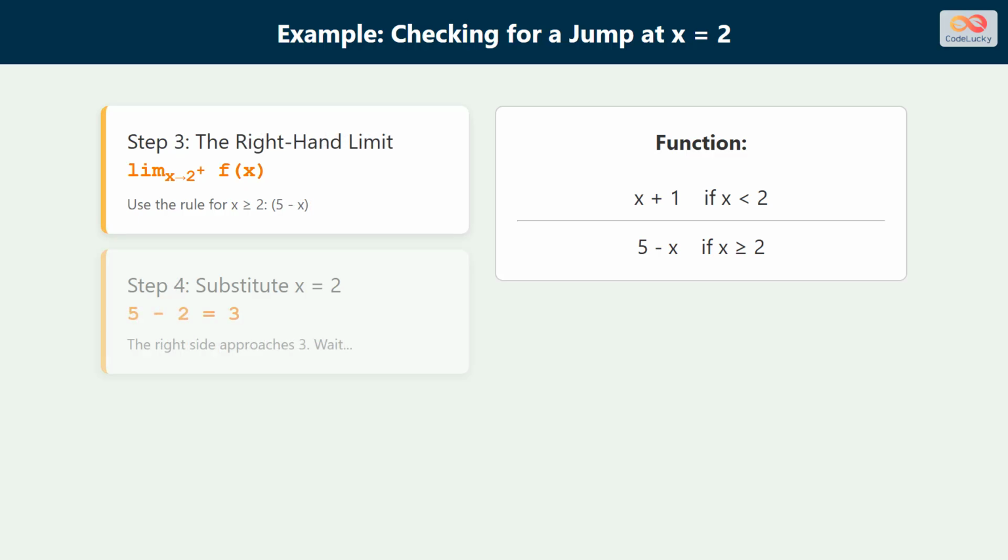Now we check the right-hand limit. Since we are approaching from values greater than 2, we use the second formula, 5 minus x. Plugging in 2, we get 5 minus 2, which also equals 3. In this specific example, the limits are actually equal, meaning there is no jump here. But usually these numbers would be different.